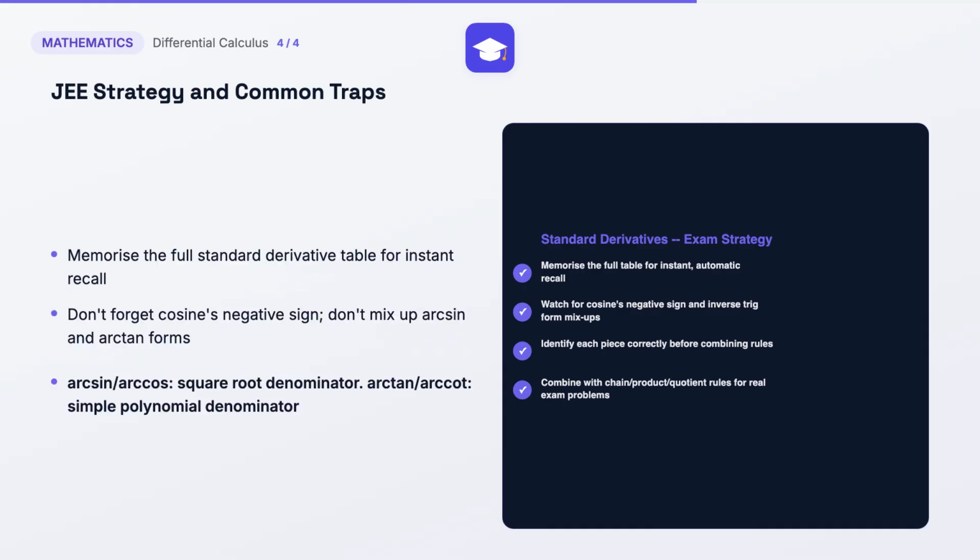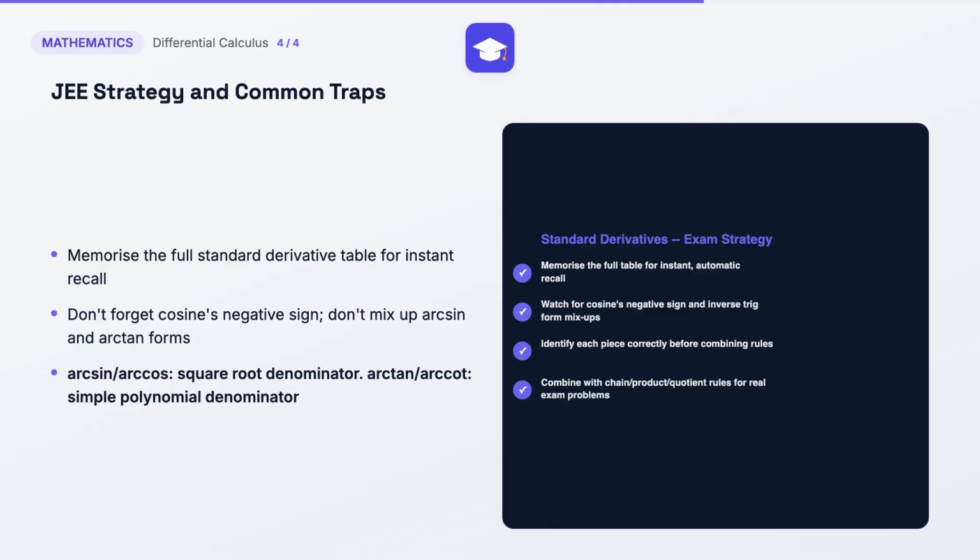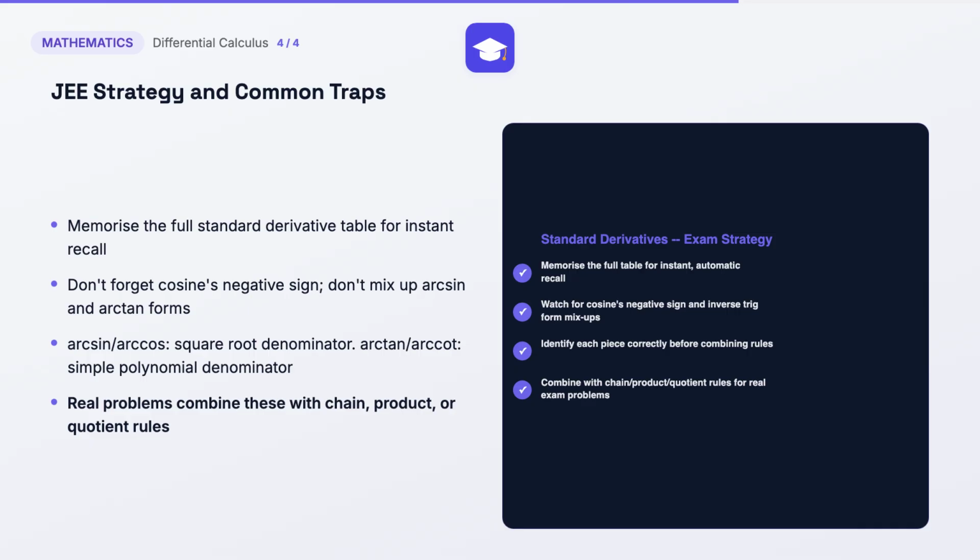A frequently tested trap involves genuinely forgetting cosine's negative sign, or mixing up the inverse sine and inverse tangent formulas. Always double check the specific denominator structure: square root for inverse sine and inverse cosine, but a simple polynomial for inverse tangent and inverse cotangent.